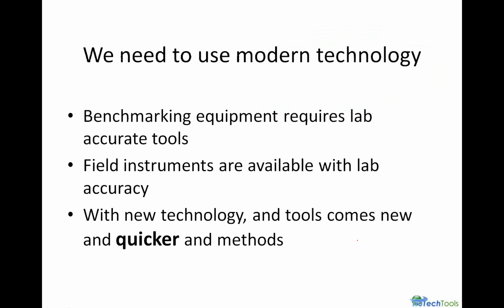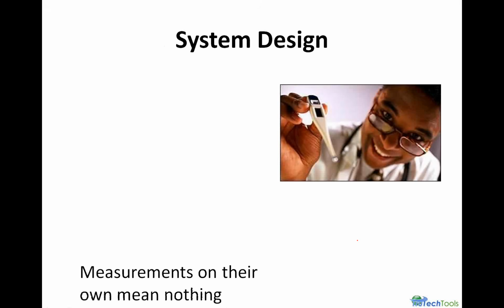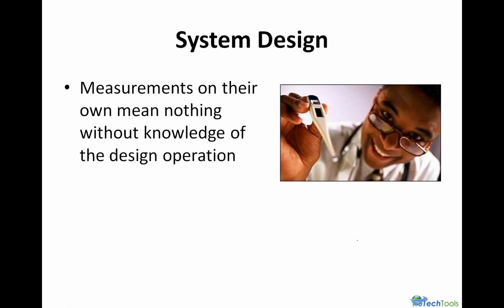In order to do this, we have to have, again, lab accurate tools, and field instruments are available with lab accuracy, and we covered that already. Now, measurements on their own, right? Because you're going to make these measurements, and unless you know what the output should be, they mean nothing without a knowledge of the equipment design, right?